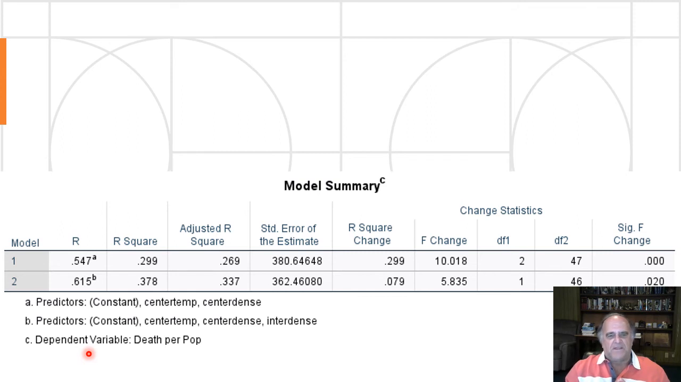Now, there was one other thing I wanted to say. Of course, we also have the constant in this equation. So in step 1, I enter the constant, center temperature, and center density. In step 2, I enter the constant, center temperature, center density, and the interaction of temperature and density. The dependent variable is the number of deaths per population, COVID deaths per million people.